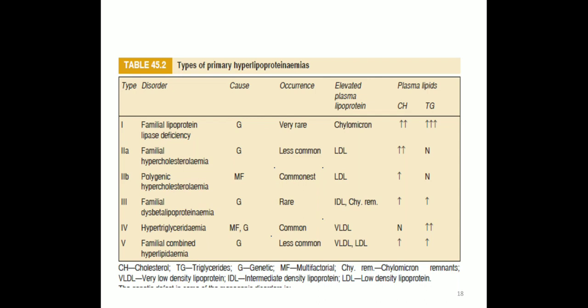Others are familial type 1, which is familial lipoprotein lipase deficiency. Type 5 is familial combined hyperlipidemia. So these are the various types of classification of hyperlipoproteinemia, which include type 1, 2A, 2B, 3, 4 and 5.